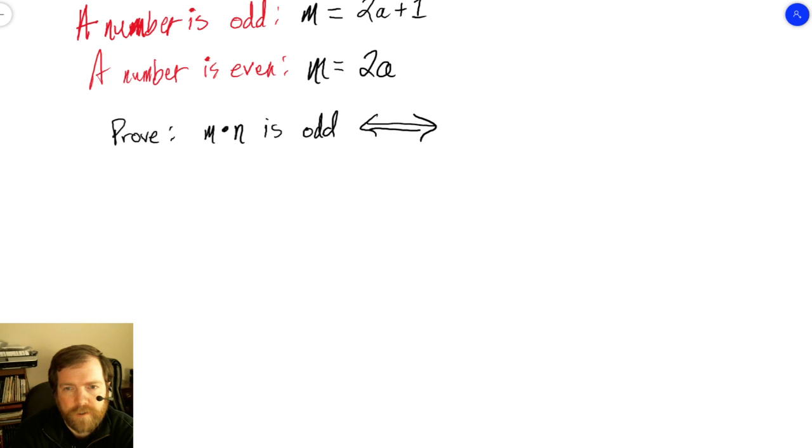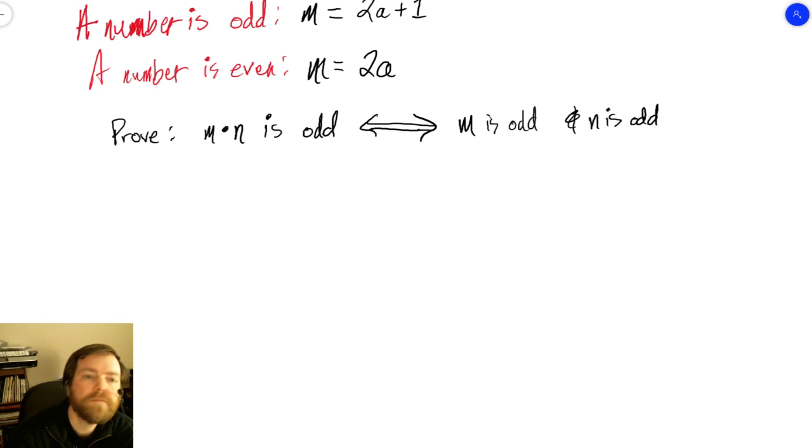So you get the bijection. M times n is odd if and only if m is odd and n is odd. Right, so you're trying to do it that way. And again, using the contrapositive.